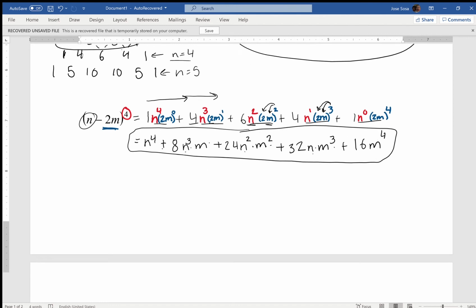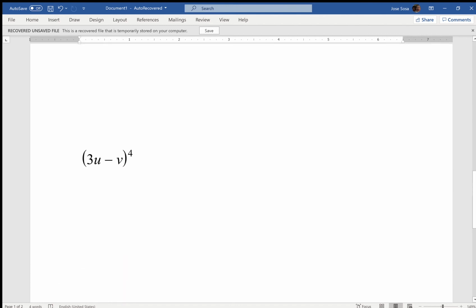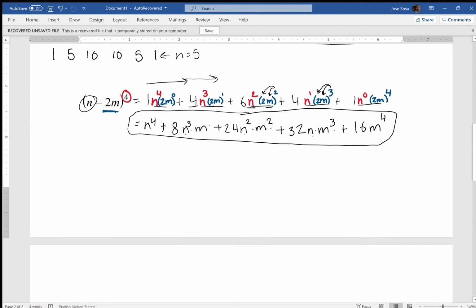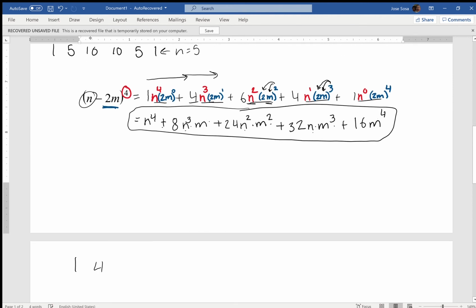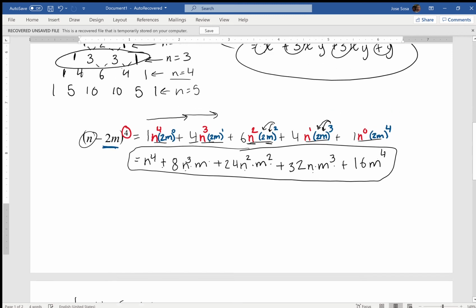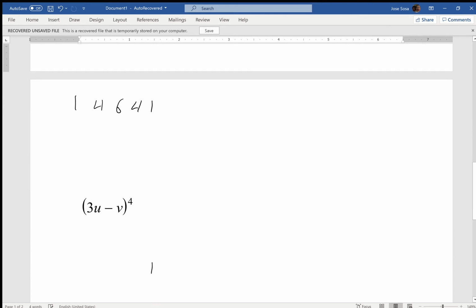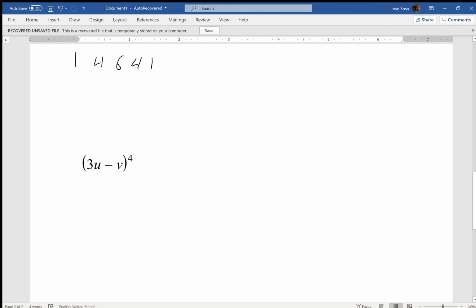All right, now let's look at this other example, which is almost the exact same. Just to remind us, the coefficients should be 1, 4, 6, 4, and 1. And I got that from the Pascal's triangle. And I'm raising this binomial to the power of 4. So I have to go to the fourth row in the Pascal's triangle.